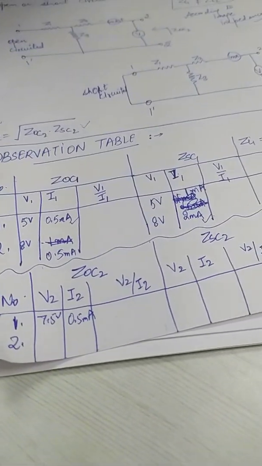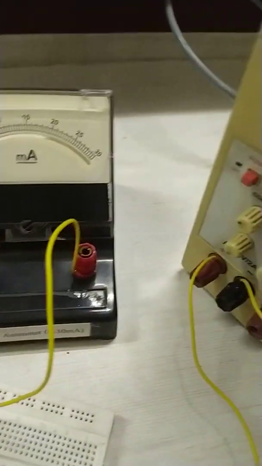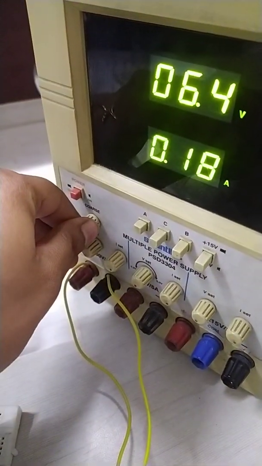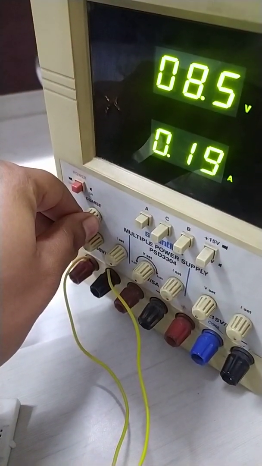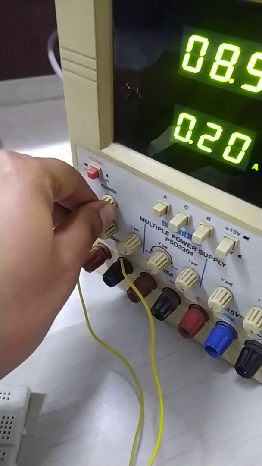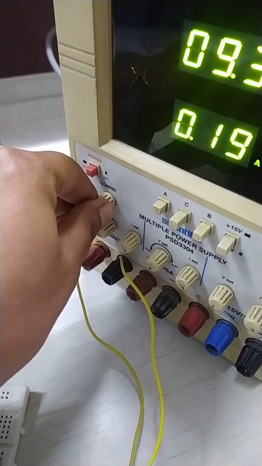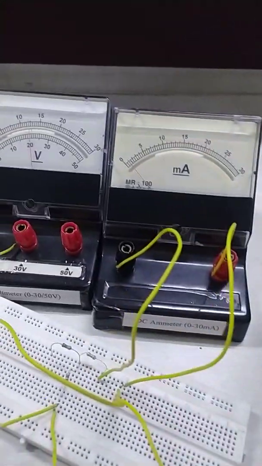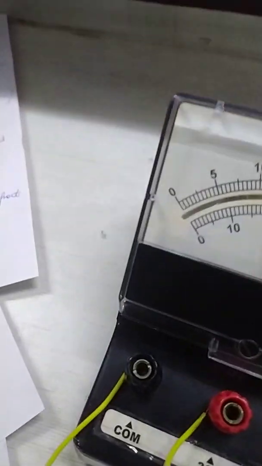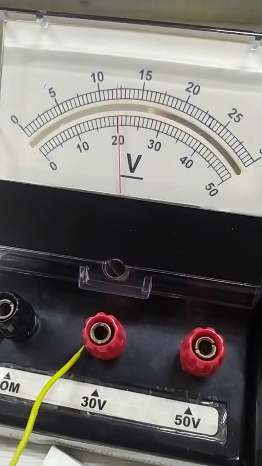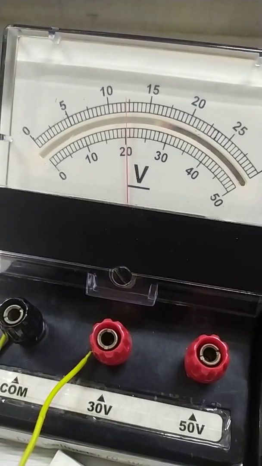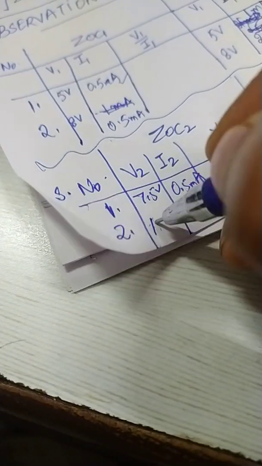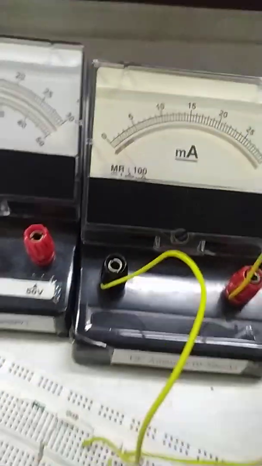Similarly, if we want another reading, in that case we can calibrate it. So over here the voltage that we are getting is 12 volt, and the current that we are able to measure over here is 1 milliampere.